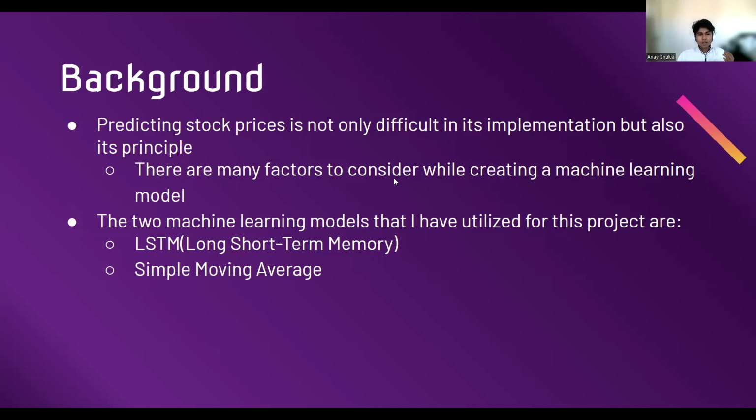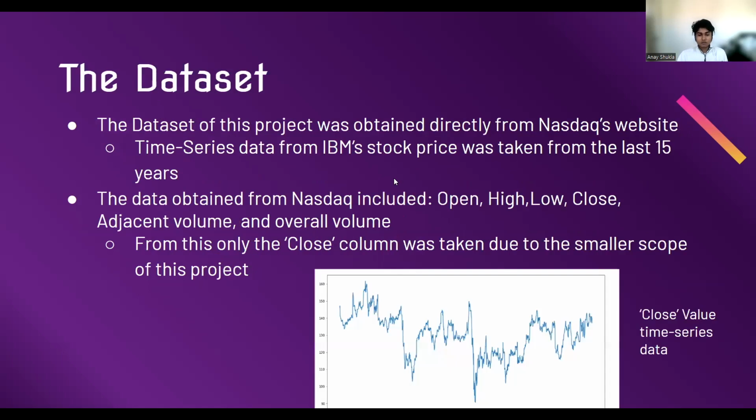So the data set. The data that I have obtained was from NASDAQ's official website. The time series data included the open value, high value, low value, closed value, adjacent volume, and volume of the stock for the last 15 years that the stock has existed. After acquiring the data, it had to be prepared in such a way that there was only one input value. So I chose the closed value. The historical closed values are shown in this image.